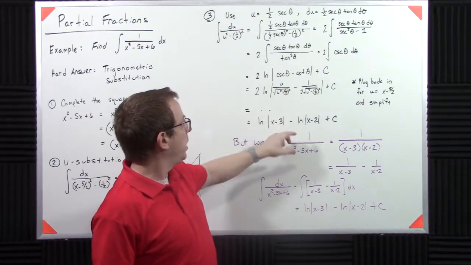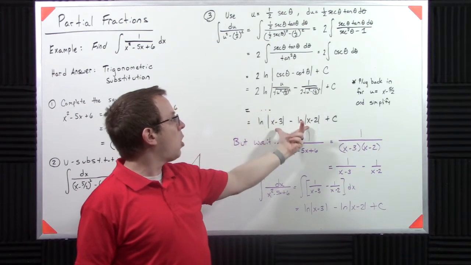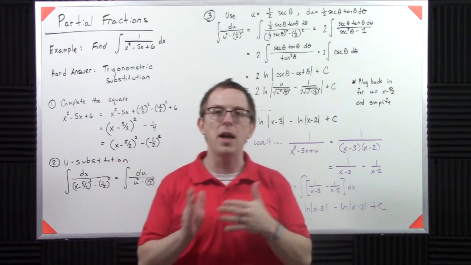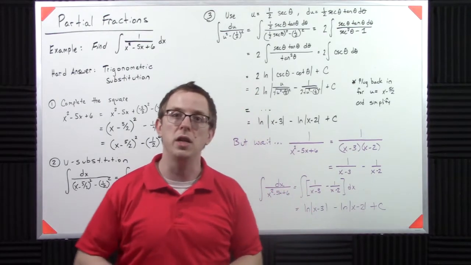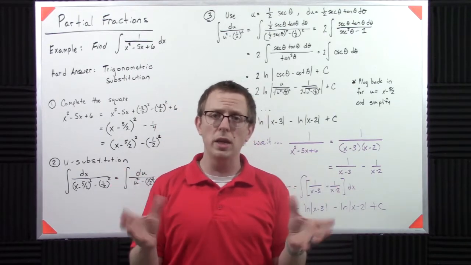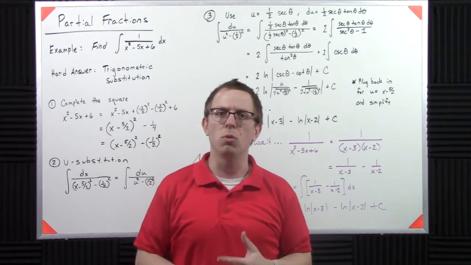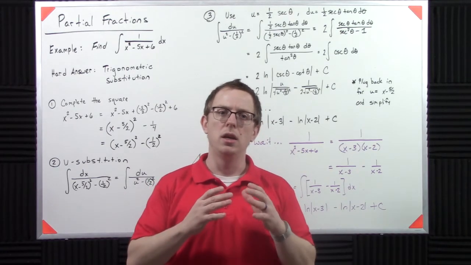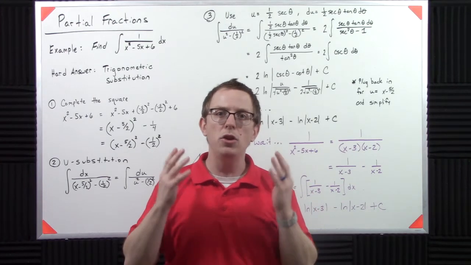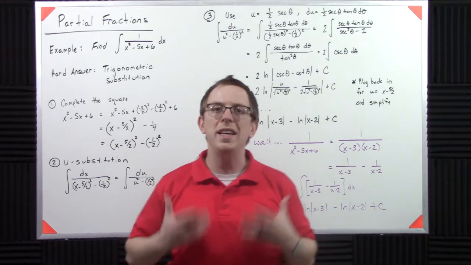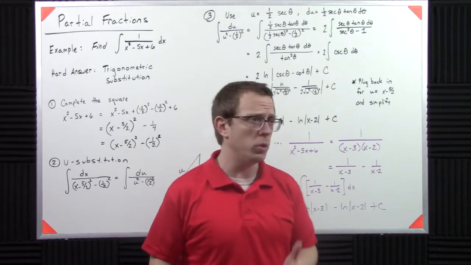You bring it all together and then do some log rules, and you'll get natural log of x minus 3 minus natural log of x minus 2 plus c. So it actually cleans up to a fairly neat, tidy antiderivative. But we had to do a ton of work to get there. So the question is, is there a better way? And the answer is absolutely.